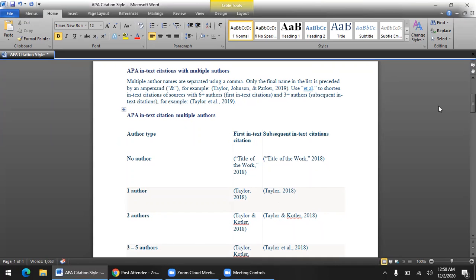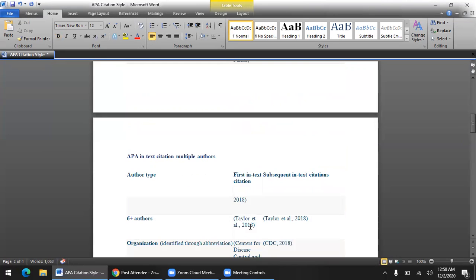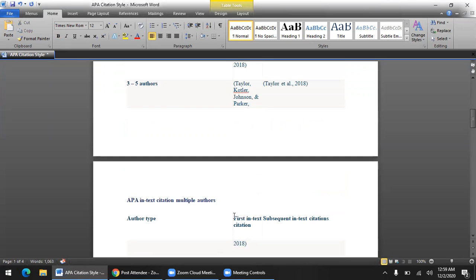And if the work is written by three to five authors, you will cite like this: Taylor followed by a comma, Kotler followed by a comma, Johnson followed by a comma, Emerson, Parker followed by a comma, then year of publication. So keep in mind, the year of publication is there.